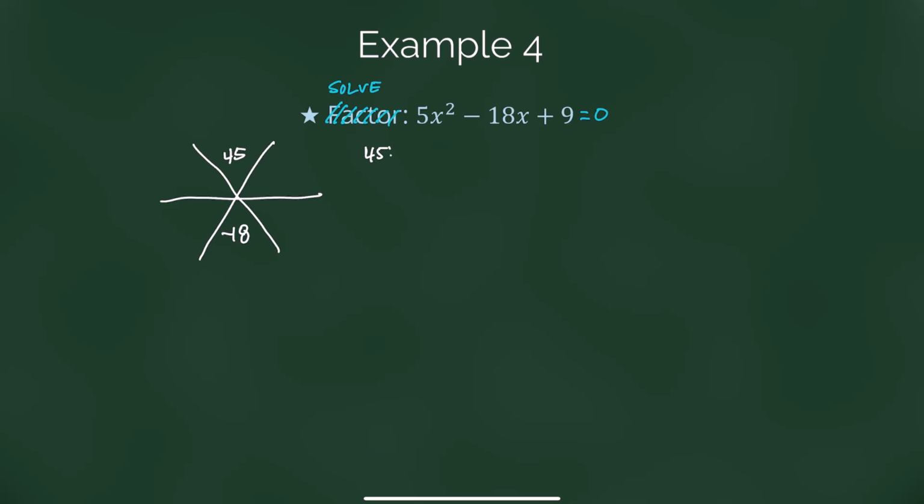So factors of 45, we have 1 and 45. Those do not add up to 18. And again, they both need to be negative. We also have negative 3 and negative 15, which looks like the right pair because those add up to be negative 18. So we'll do negative 3 and negative 15.